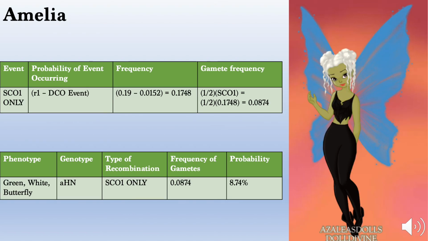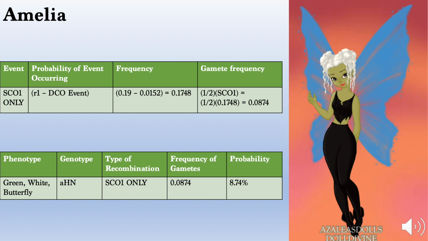Amelia's phenotype, green skin, white hair, and butterfly wings, resulted from a single crossover event occurring at the skin color loci on the chromosomes. To determine the frequency that her specific gametes would occur, take S1, 0.19, and subtract it from the frequency of a double crossover event occurring, 0.0152, which equals 0.1748.